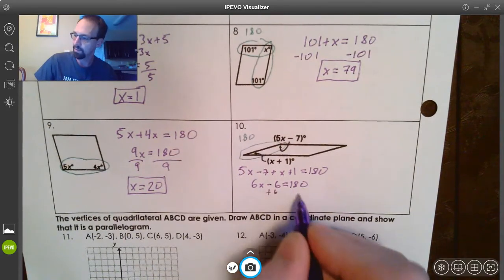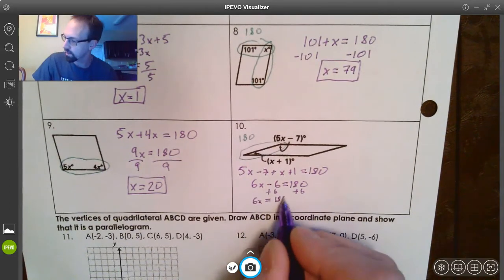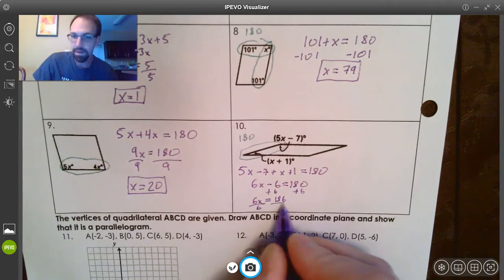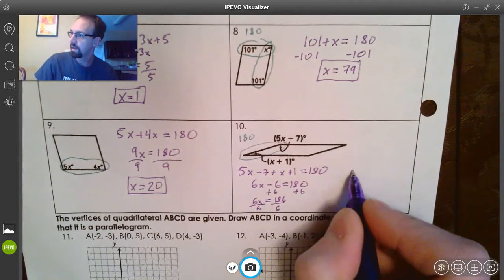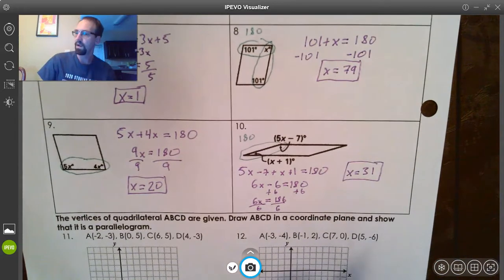Now I can add 6 on both sides. I get 6x equals 186. Divide by 6, and you get x equals 31. And that's how to find the value of x to make a quadrilateral a parallelogram.